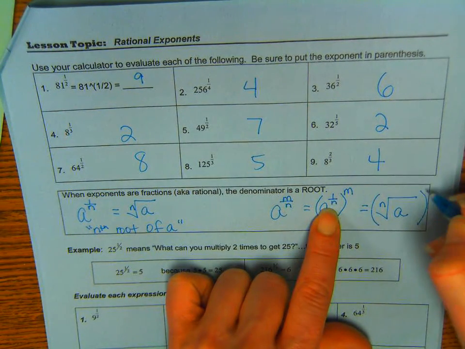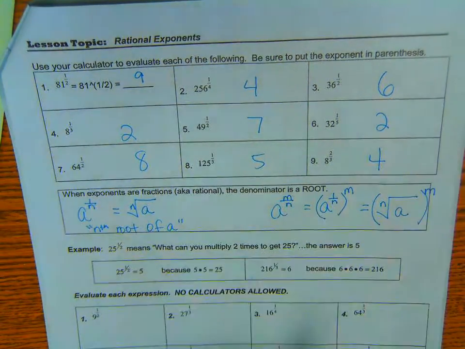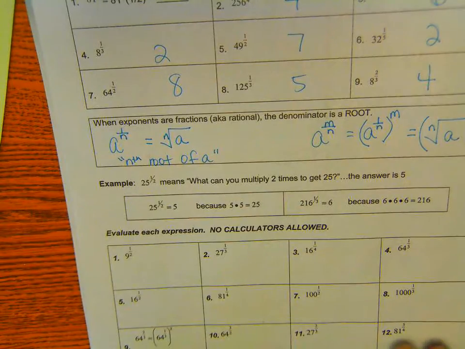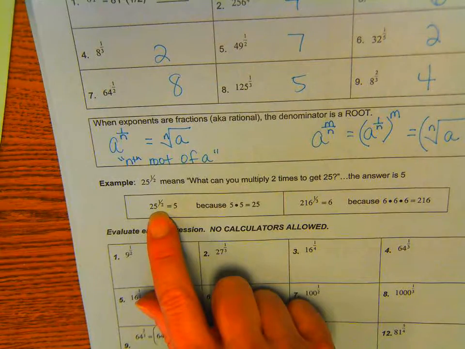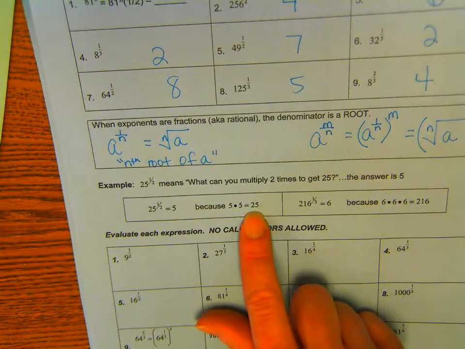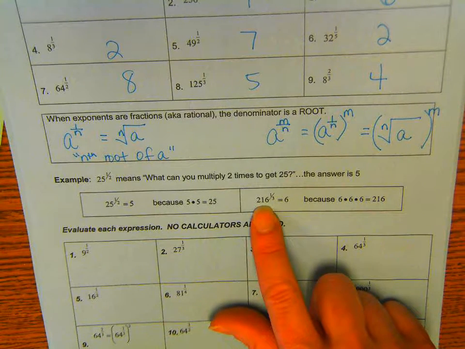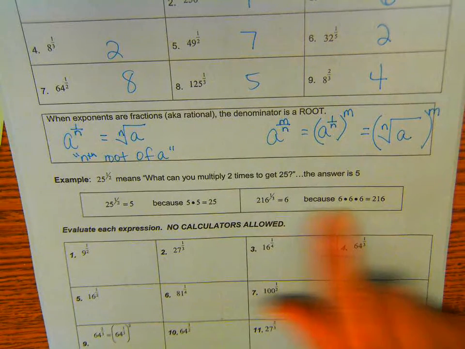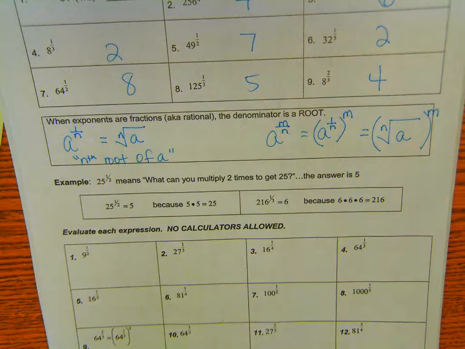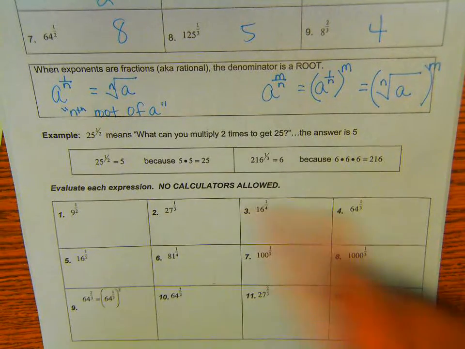Alright, so we've talked about this just earlier. I hope it makes sense. 25 to the 1/2 is 5, because 5 squared, or 5 times 5, is 25. The cubed root, or third root of 216 is 6, because 6 times 6 times 6, or 6 cubed, is 216. Now, do you understand how the powers work? With no calculator, I will give you 2 minutes to do 1 through 12, please.